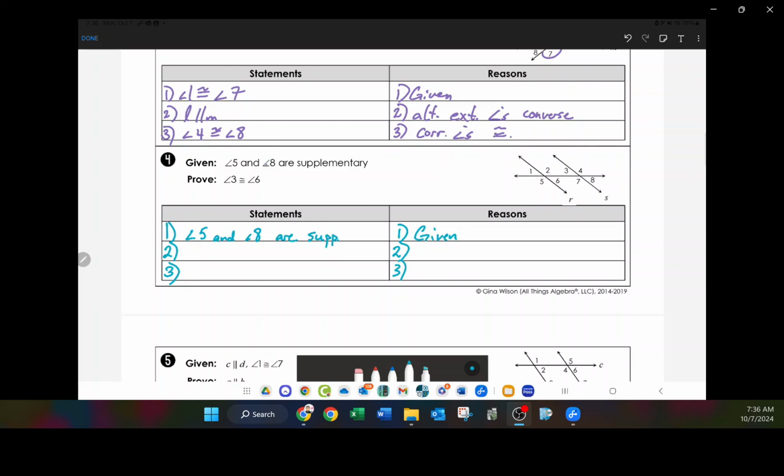Alright, kind of gave it away. How can I say that lines are parallel because 5 and 8 are supplementary? R is parallel to S because of the same side exterior angles converse. And if the lines are parallel, angle 3 is congruent with angle 6 because they are alternate interior angles.